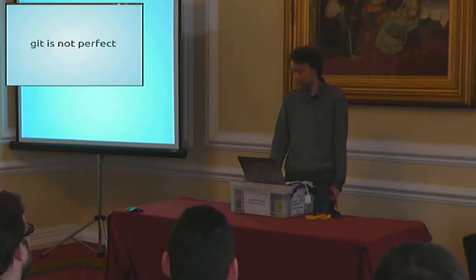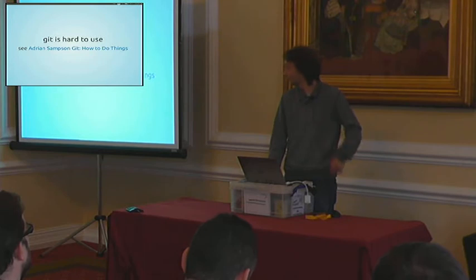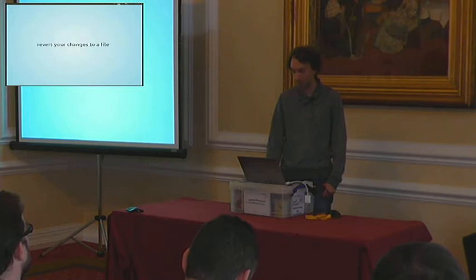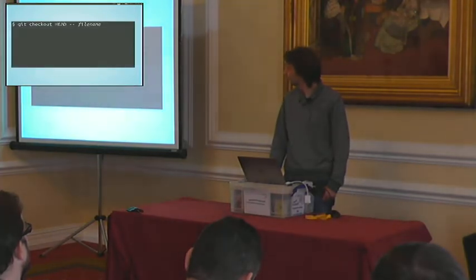But Git is not perfect. Git has a number of problems with it. It is famously quite hard to use. I could complain myself about various problems with Git, but here are a few examples from a blog post by Adrian Sampson, which is quite fun. So a mini quiz. How do you revert changes to a file in Git? You git revert, what do you do with it? No, you do git checkout HEAD -- the file name you're trying to get your changes removed from.